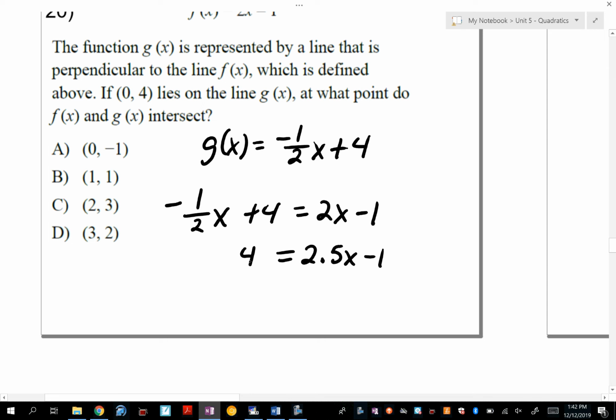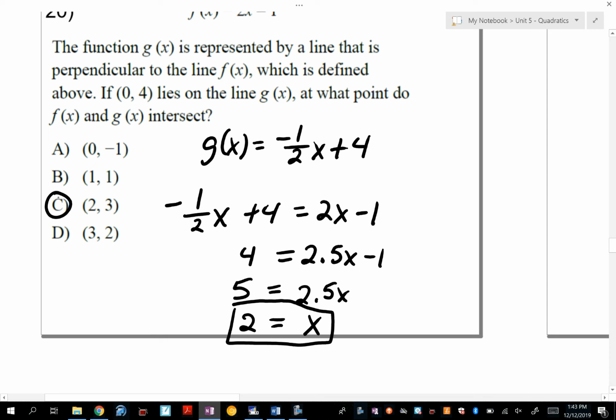Pause here. Everybody okay with that? I know I just went from fractions to decimals. Okay? And I'm going to move this -1 over by adding 1 to get 2.5x equals 5. So what is x equal to? It's 2. Now, if you look in your answers, you'll notice there's only one answer that has an x as 2. So you know the answer has to be C.